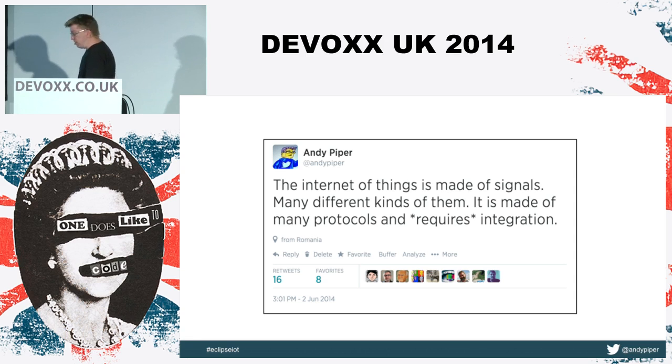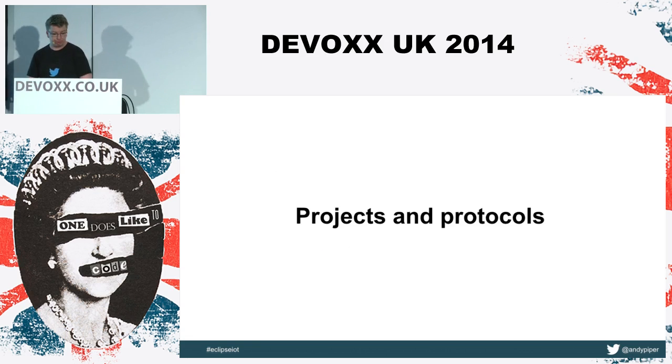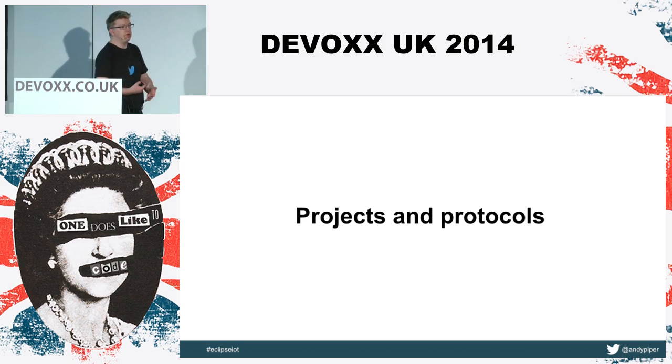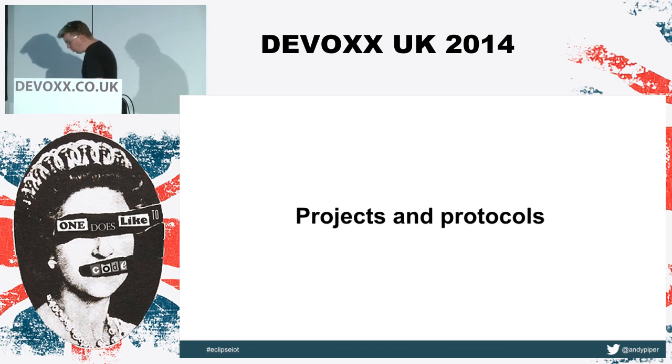So, with that in mind, let's move on to thinking about some of those protocols and some of those projects. I'm going to illustrate the points I've just made around openness and protocols and the Internet of Things with a story of one of the projects I'm involved with, which is the Eclipse Paho project in MQTT. But I'm certainly not going to ignore other things out there, and we'll come to those as we go through.